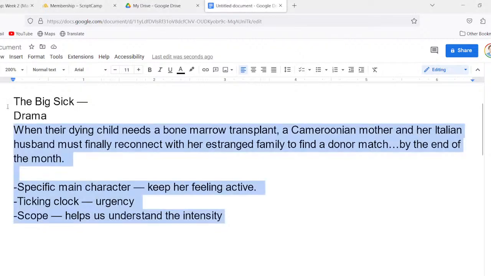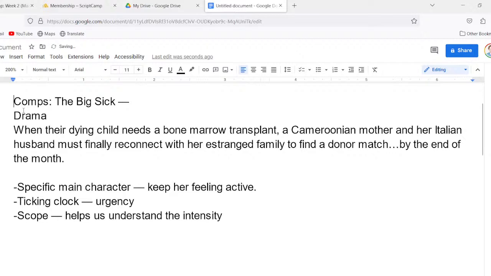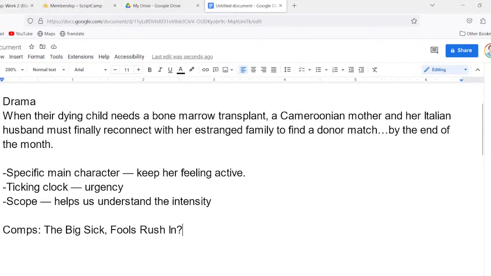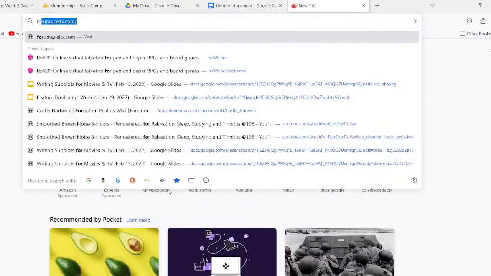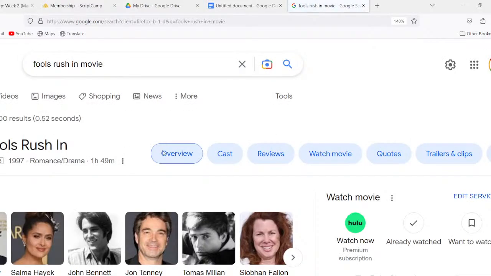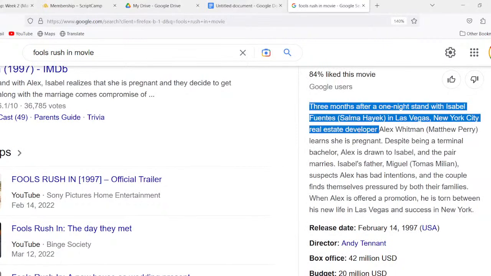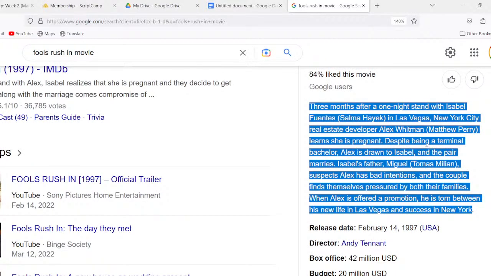I wasn't sure whether my other comp could be... I haven't seen Fools Rush In, and I barely remember The Big Sick. But to something you were saying earlier about making sure your comps are what they are, so that you're not setting up your audience for something unexpected. From reading about Fools Rush In, I thought it added the element of the marriage and these family dynamics. I don't know if anyone's seen the movie or whether that would be a reasonable or satisfactory comp to use for the second one.